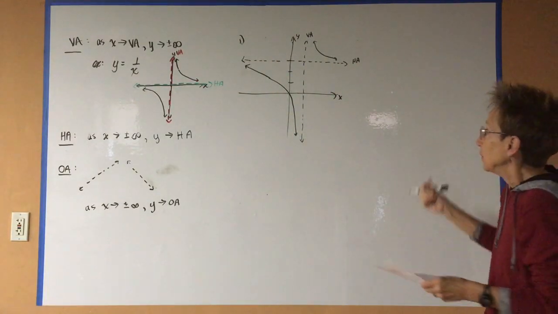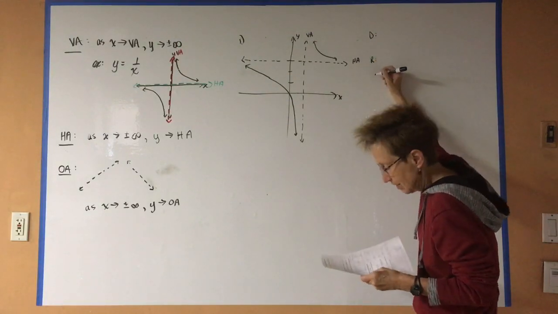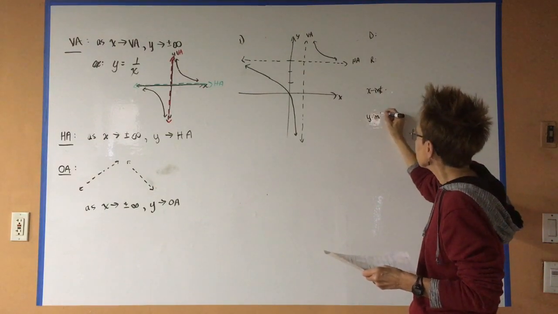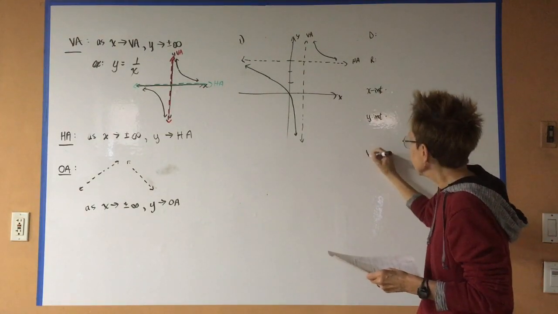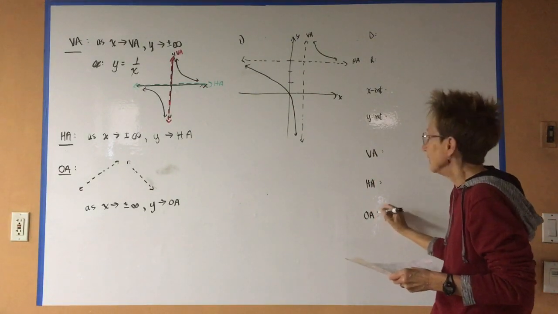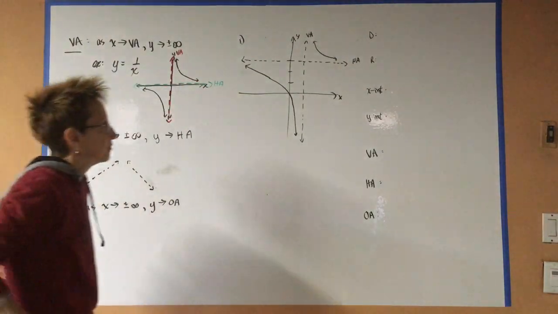And I just have a bunch of questions. So I want to know what the domain is, what the range is, x-intercepts, y-intercepts, VA, HA, OA for this picture. So a visual of things initially.